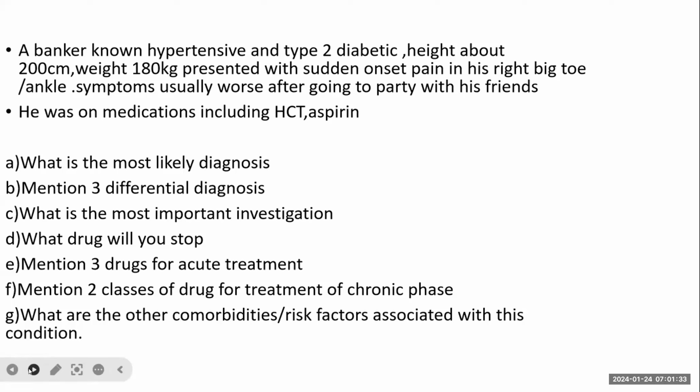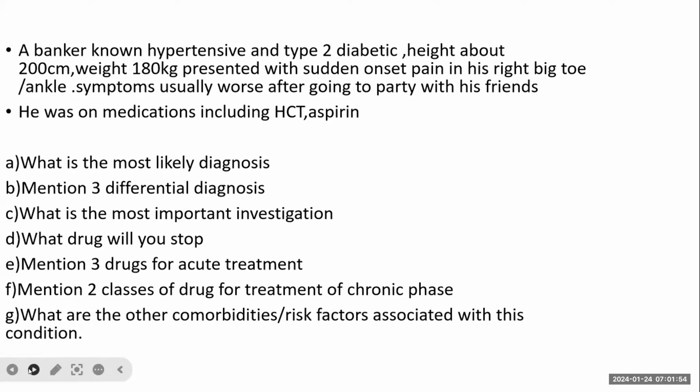So the question says, what is the most likely diagnosis? Mention 3 differential diagnoses. What is the most important investigation? What drugs will you stop? Mention 3 drugs for acute treatment. Mention 2 classes of drugs for treatment of chronic phase. And what are the other comorbidities, stroke risk factors associated with this condition?